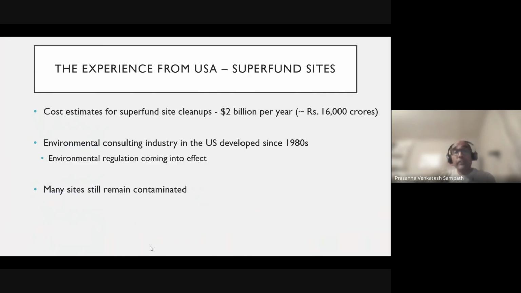Now, in response to that, in the US there is what is called the environmental consulting industry. Lots of small companies started developing in the United States from the 1980s onwards, because once the market works like that, once there is a need to solve something, there will be companies that come up which will help you try to solve it. This industry developed when the environmental regulations came into effect.